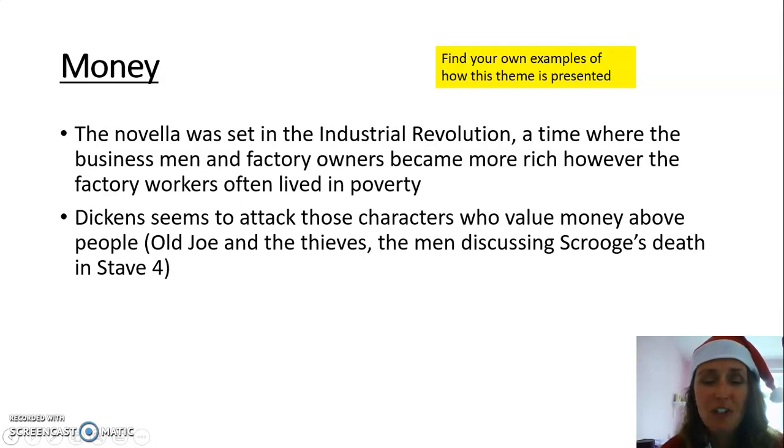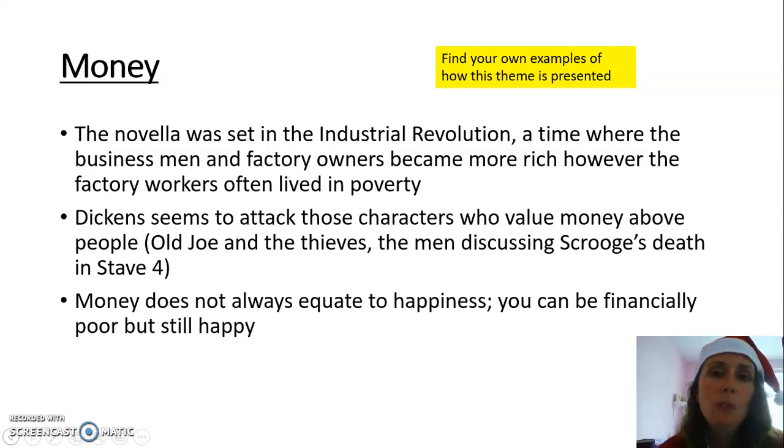And Dickens does seem to attack those characters who value money above people. First of all, you've got Scrooge at the start: "Are there no prisons? Are there no workhouses?" He also uses that shocking and less romantic tone when he's describing Old Joe and the thieves and their disrespectful behaviour. And also that dismissive attitude of the men when they're discussing Scrooge's death in Stave 4. I think one of them returns the conversation back to the weather, showing that there's no respect there whatsoever.